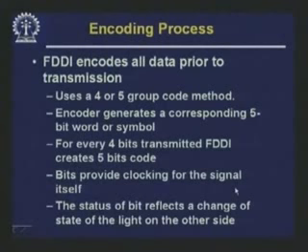And then we talked about the encoding process in FDDI. FDDI encodes all data prior to transmission, uses a 4 or 5 group code method, which was mentioned earlier. The encoder generates a corresponding 5-bit word or symbol. For every 4 bits transmitted, FDDI creates a 5-bit code. Bits provide clocking for the signal itself. The status of the bit reflects a change of state of the light on the other side.